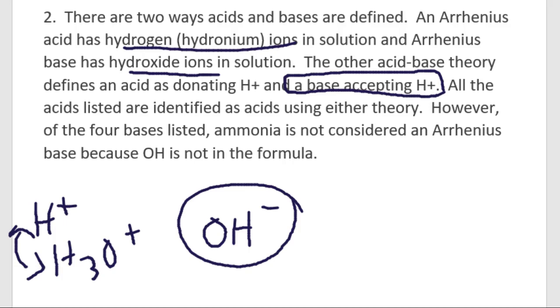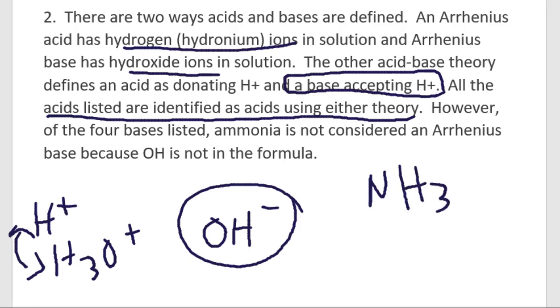Now, all of the acids listed on the reference table can be defined and identified as both Arrhenius acids along with this other acid-base theory, which is actually called Bronsted-Lowry theory. However, as far as the bases, they can be defined as both Arrhenius and Bronsted-Lowry for the first three, but not for ammonia. So when I look at the formula for ammonia, it's NH3. See, based on Arrhenius's theory, the OH is not there.